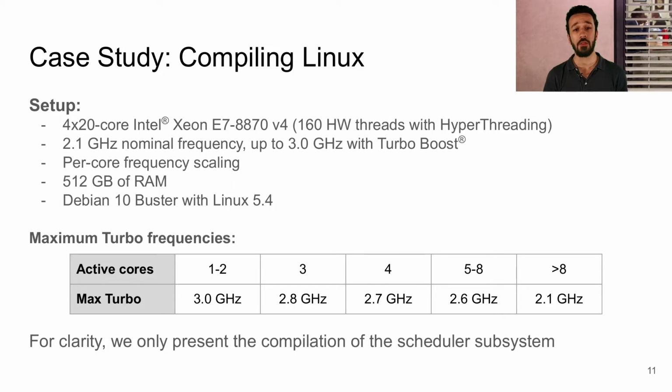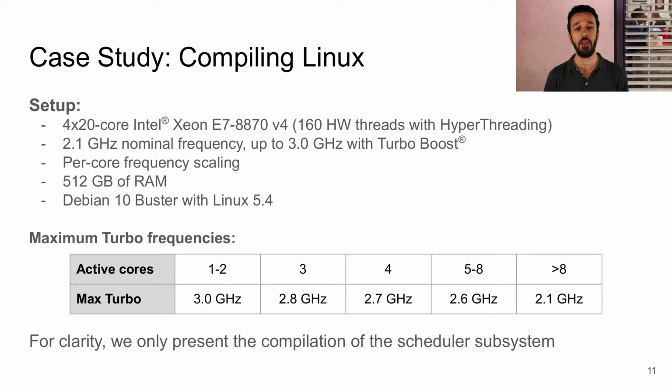Our hardware setup consists of a 4-socket machine. Each chip is a 20-core Intel Xeon E7-8870 V4 processor. With hyperthreading enabled, this makes a total of 160 cores. In terms of frequency, the CPU features per-core frequency scaling, even though it is older than the Cascade Lake architecture mentioned earlier. The nominal frequency is 2.1 GHz with up to 3 GHz with turbo mode enabled.